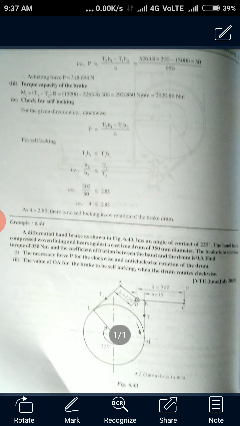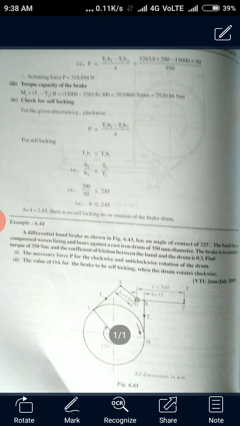So now go for checking for self-locking. Okay, so for a clockwise direction, the equation already used, P equal to T2 B1 minus T1 B2 by A. So as you know, T2 B1 should be less than or equal to T1 B2, then only there will be self-locking. So that's why you can write B1 by B2 less than or equal to T1 by T2. So 200 by 50 less than or equal to 2.85. So what you got here, 4 less than or equal to 2.85, but actually 4 is not less than or equal to 2.85. Then you can say that there is no self-locking when the drum rotates in the clockwise direction.